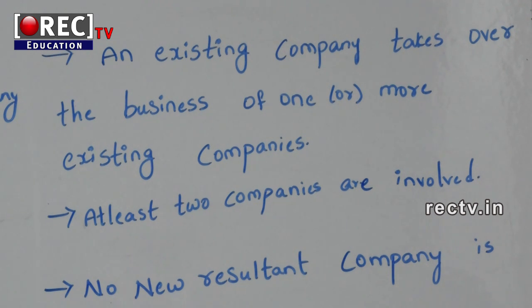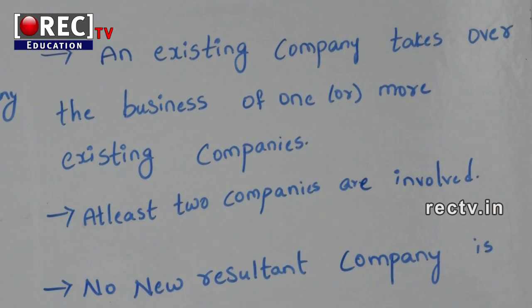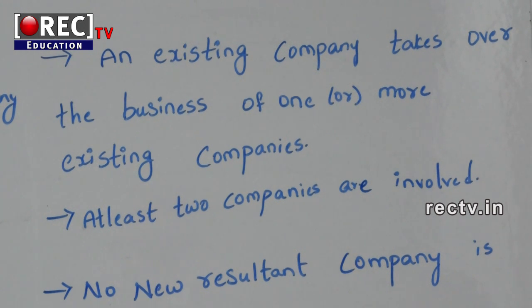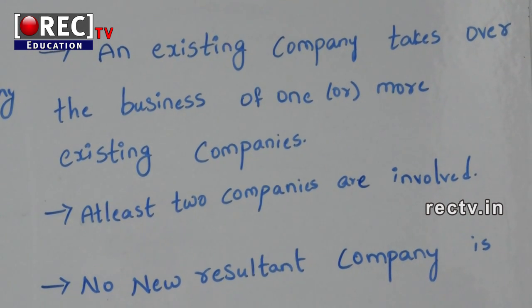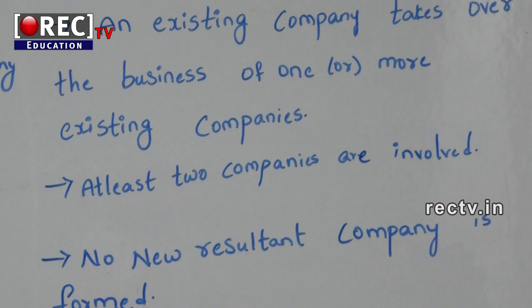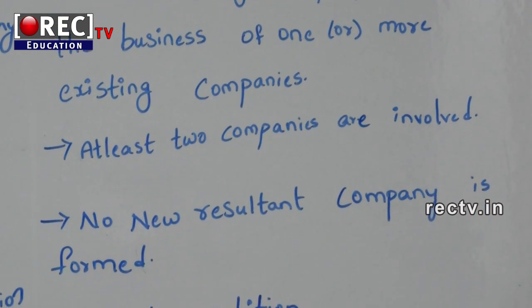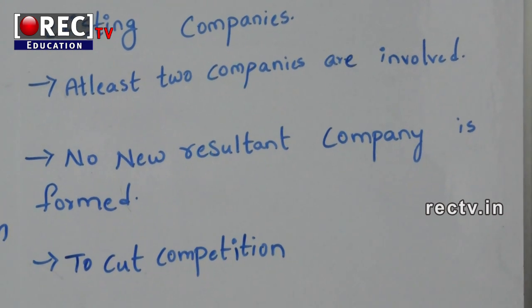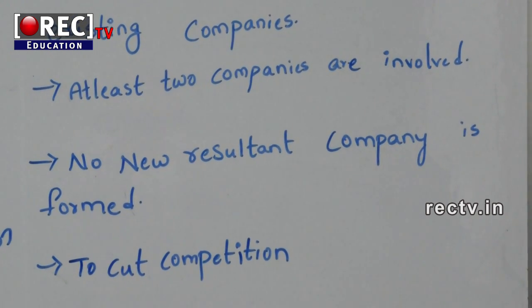The first point in absorption is that an existing company takes over the business of one or more existing companies. That is, here X is an existing company and Y is also an existing company. One company is taking the complete business of another existing company. Under absorption, at least two companies are involved. There may be more than two also, but at least two companies are a must for absorption, that is, in this case X company and Y company.